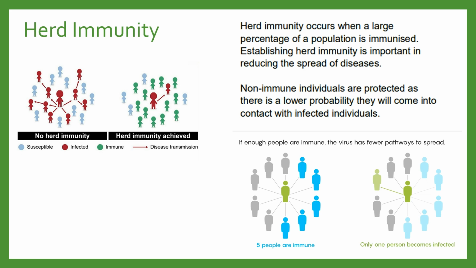So, if we can reach herd immunity, we can really stop diseases in their tracks and it provides protection to everybody. So even non-immune individuals would be protected as there would be a much lower probability of coming into contact with infected individuals.